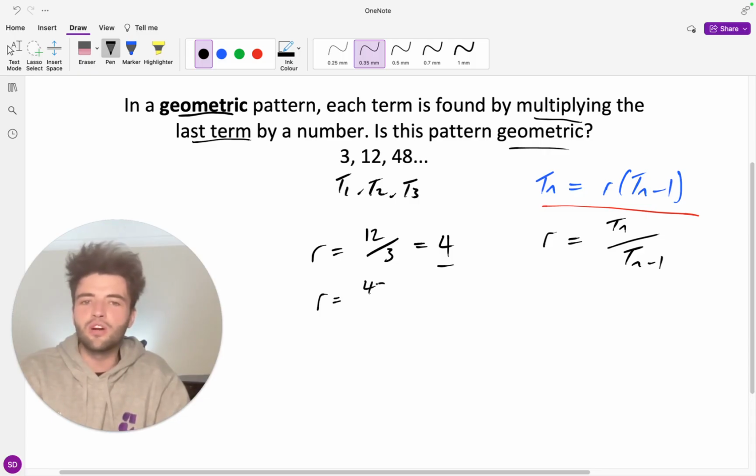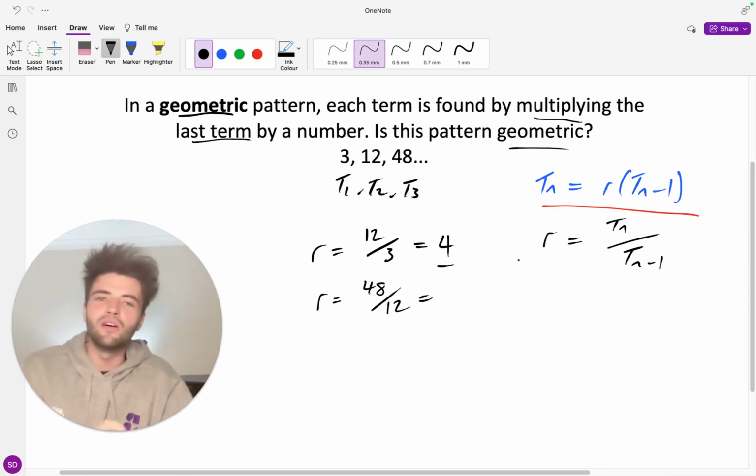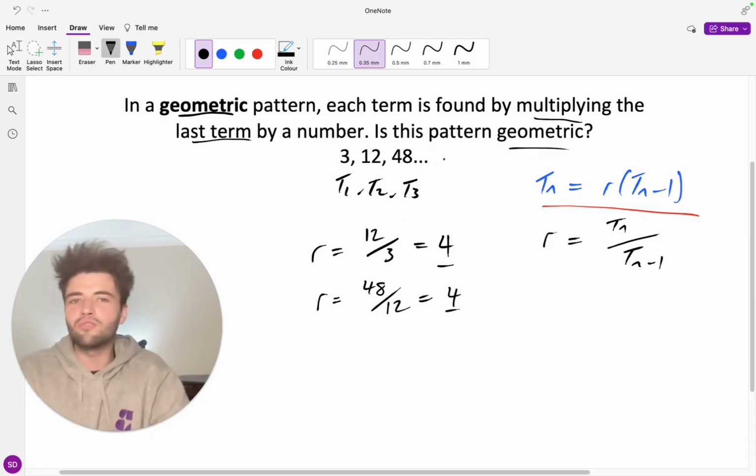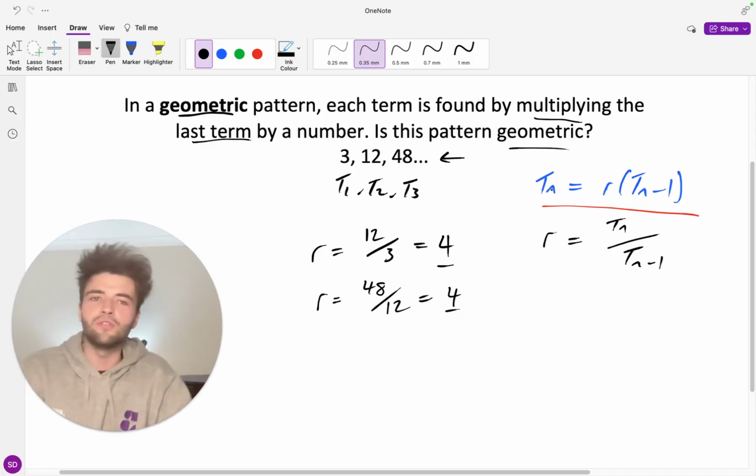So we're going to have the third term divided by the second term to make sure that this is also going to be equal to the same ratio of R, and 48 over 12 is actually going to be equal to 4 as well. And that means that these 3 terms, T1, T2, and T3, are actually going to form a geometric pattern. And so the answer is yes, it's geometric. And that's going to be it for this question.